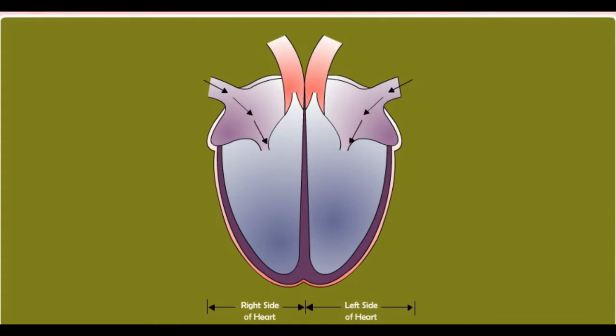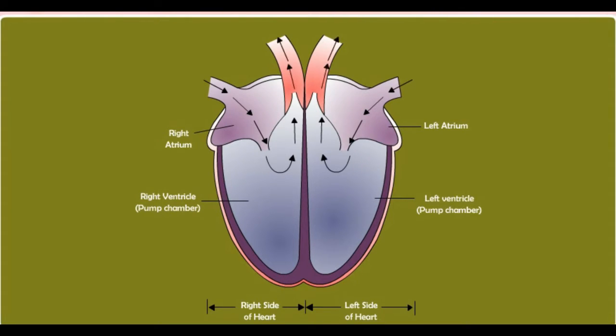Heart. The heart is an organ which pumps blood to all the parts of our body. The heart has 4 compartments called chambers. The 2 upper chambers of the heart are called atria. Singular of atria is atrium. And the 2 lower chambers of the heart are called ventricles. On the left side of the heart are the left atrium and left ventricle. On the right side of the heart are the right atrium and right ventricle.